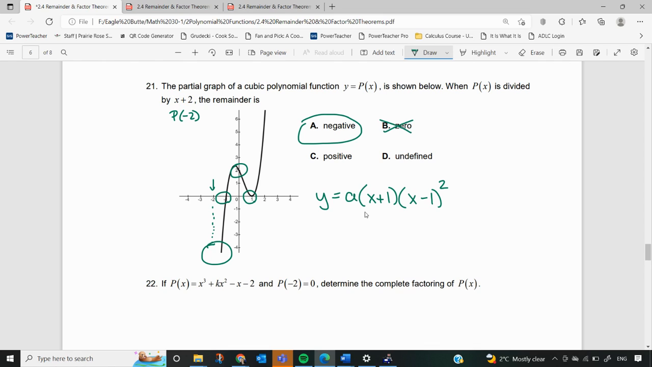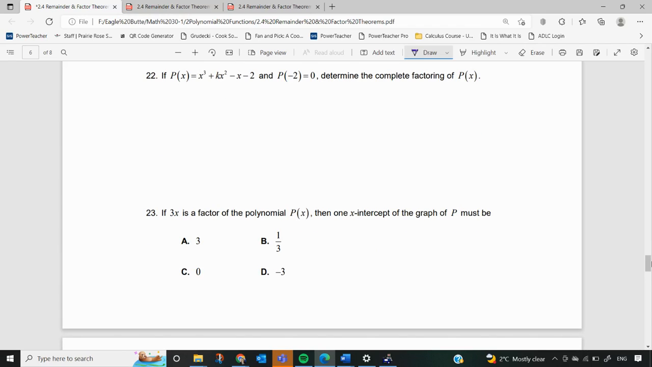Keep it simple. P of negative 2, plug it in, work your way down, find that that's going to be a negative value, and that's all it's asking. So just a simple theory-based question. And if you're like me, you might have wanted to make it complicated at first. Moving on to question number 22.